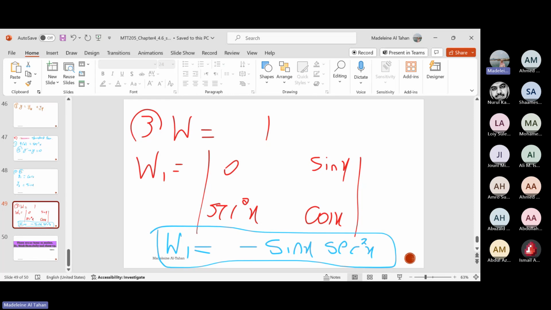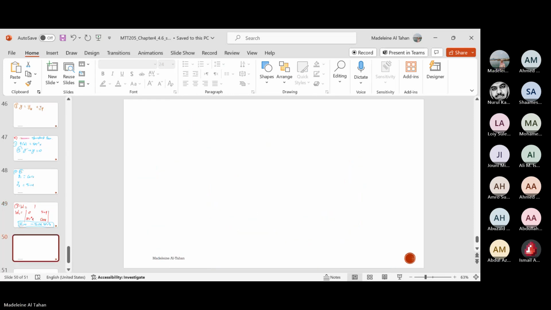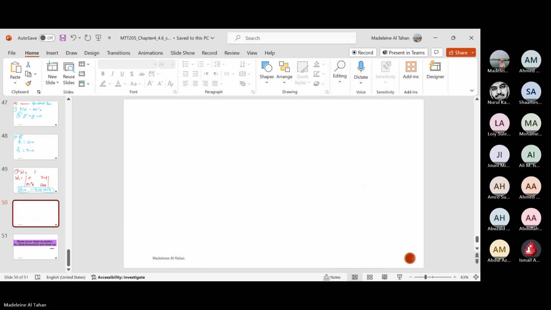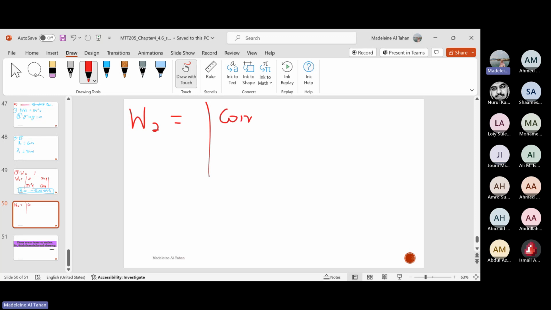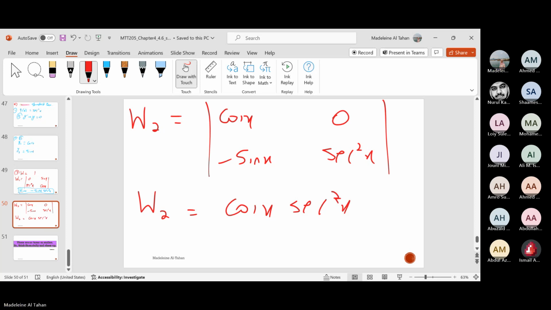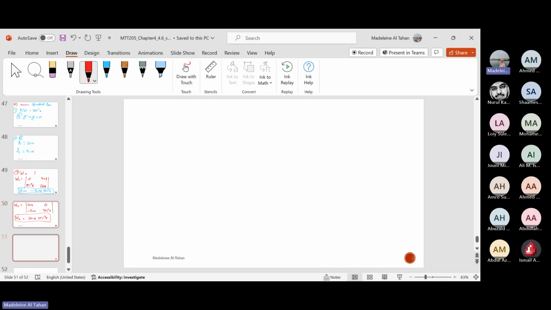W2, it will be what, miss? Cosine x times secant square x. It's cosine x here, negative sine x, 0, secant square x. We get W2 equal to sine x, secant square x. This one, still the step to reach it, miss? Yes, Doctor.